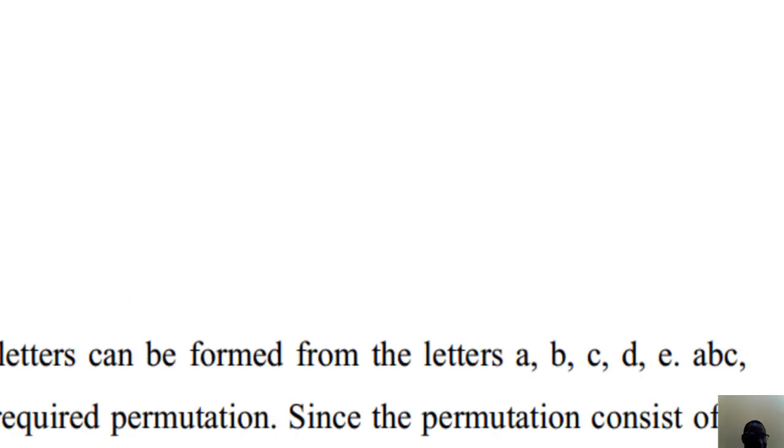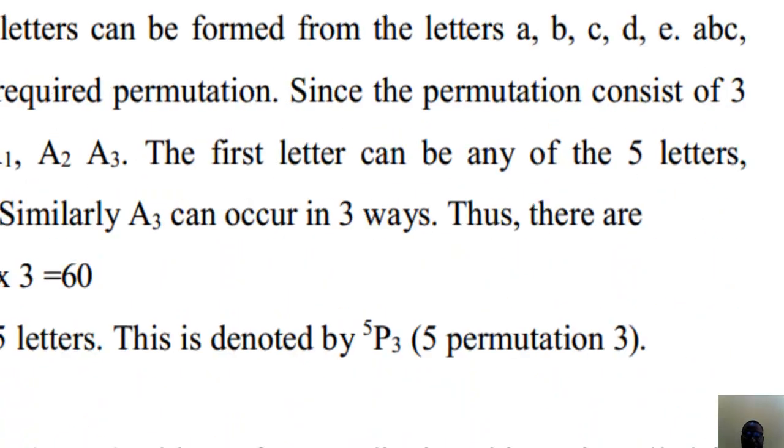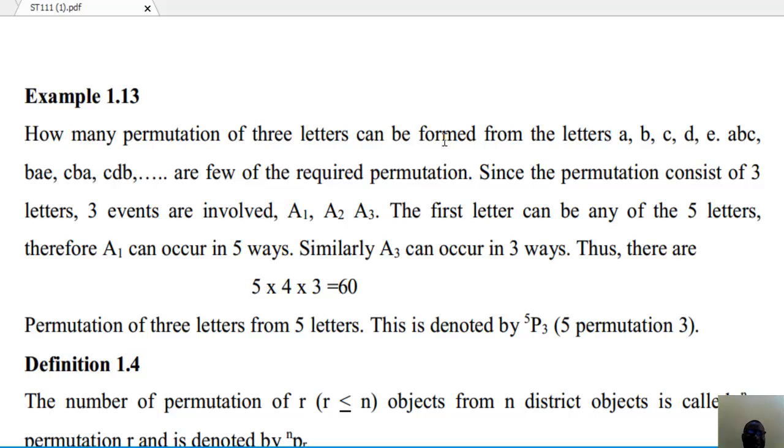Now let's look at an example. How many permutations of 3 letters can be formed from the letters A, B, C, D, E? You have 5 letters, which is our n, and you want to arrange 3 letters out of it. Since the permutation consists of 3 letters, 3 factors are involved. So there's going to be 5 multiplied by 4 multiplied by 3. This is 60, so there are 60 ways. It is denoted by permutation of 3 letters out of 5.